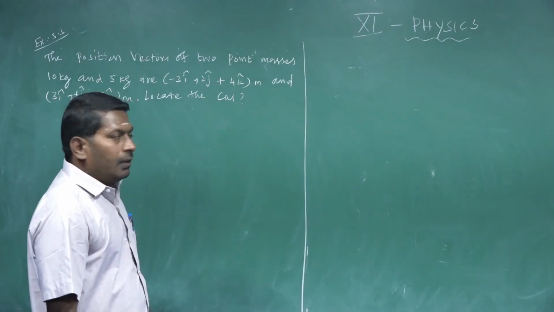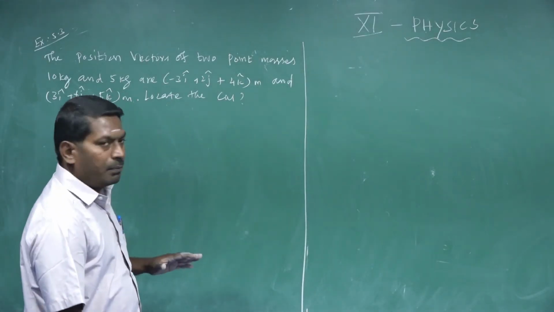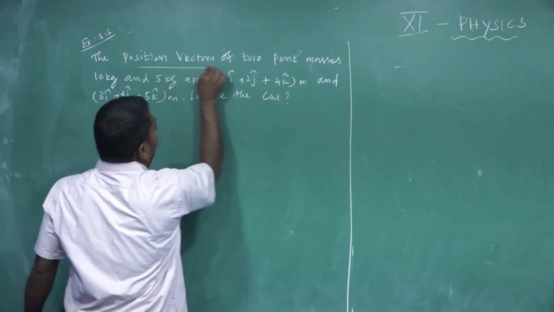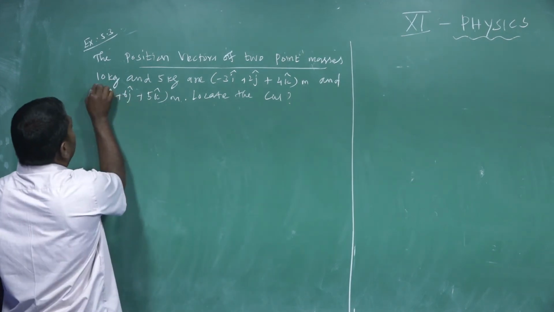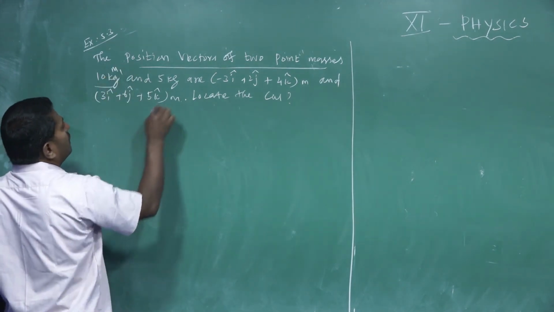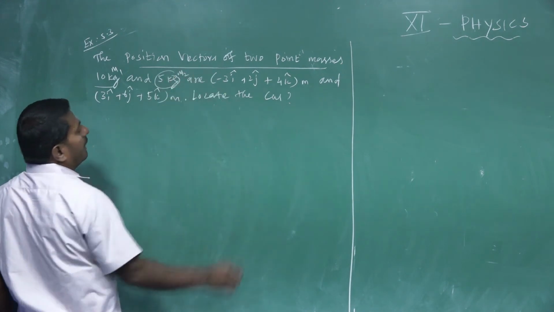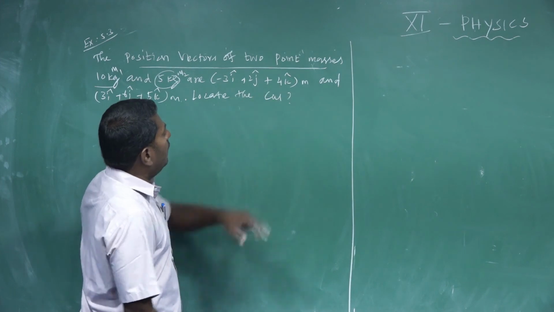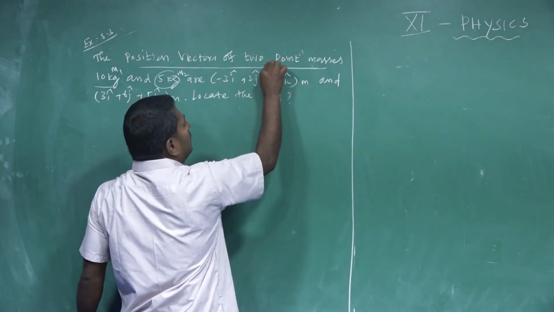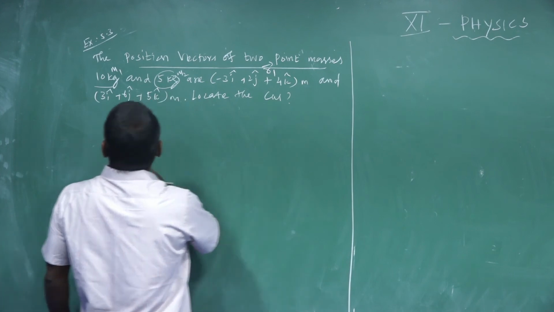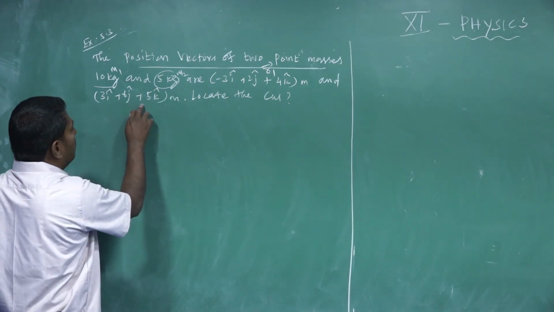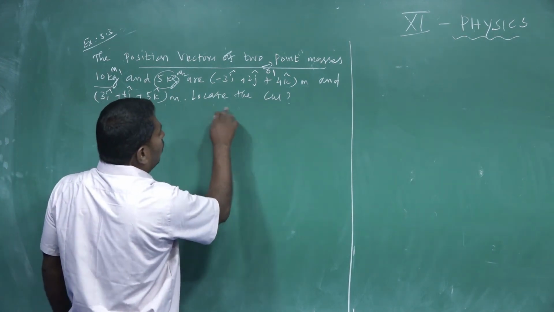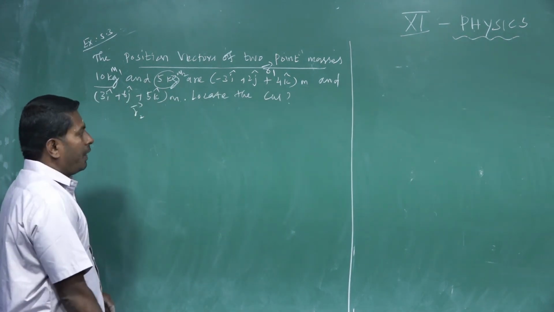See the students, now we see another important problem related to the center of mass point. The position vector of the 2 point masses, 10 kg is one of the point mass, 5 kg is another point mass, are located minus 3i plus 2j plus 4k is r1 vector, and 3i cap plus 6j cap plus 5k cap is r2 vector measured in meter. Locate the position of the center of mass point.